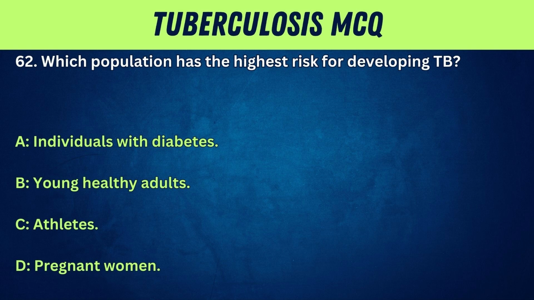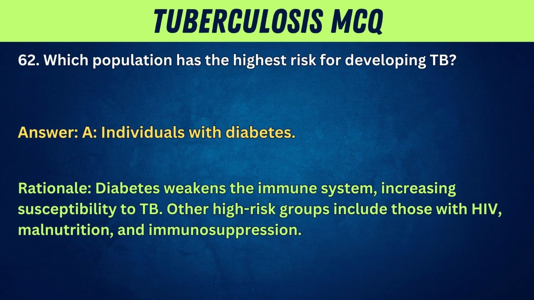62. Which population has the highest risk for developing TB? A. Individuals with diabetes. B. Young healthy adults. C. Athletes. D. Pregnant women. Answer: A. Individuals with diabetes. Rationale: diabetes weakens the immune system, increasing susceptibility to TB. Other high-risk groups include those with HIV, malnutrition, and immunosuppression.